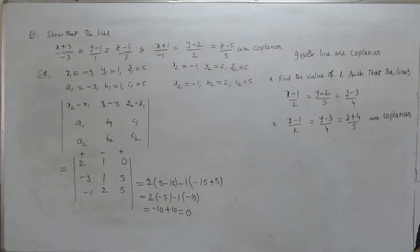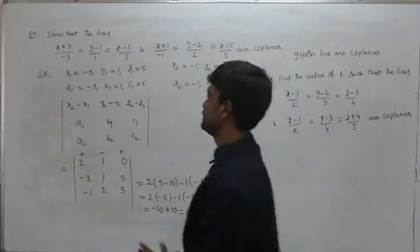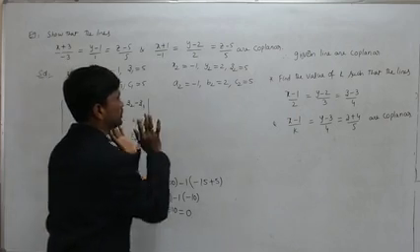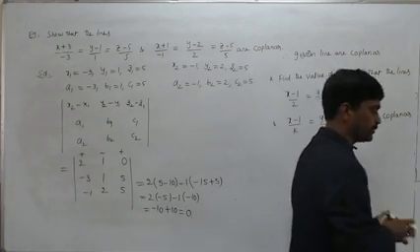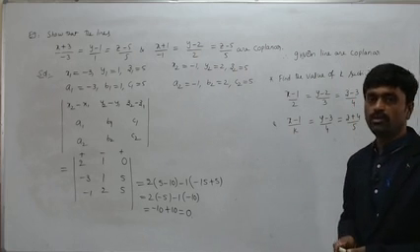So that means it is already given that these lines are coplanar. That means it is given that the value of this determinant is equal to 0. Okay, so set the determinant equal to 0, and you will get the unknown value k.